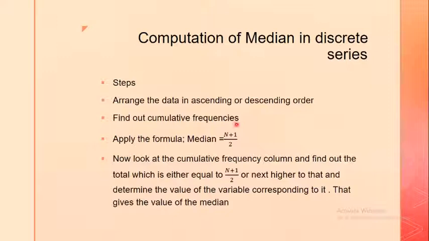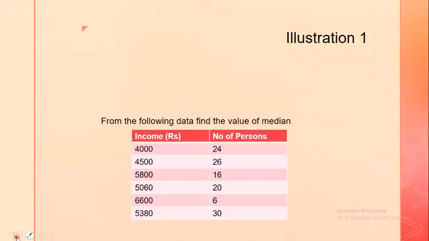Now you have to find out the cumulative frequencies of the frequencies that are given to you, and apply the formula median is equal to N plus 1 divided by 2. Then look at the cumulative frequency column and find the total which is either equal to N plus 1 by 2 or the next higher to that, and determine the value of the variable corresponding to it, and that gives the value of the median. Now we will move on to a problem, then you will understand the steps more clearly.